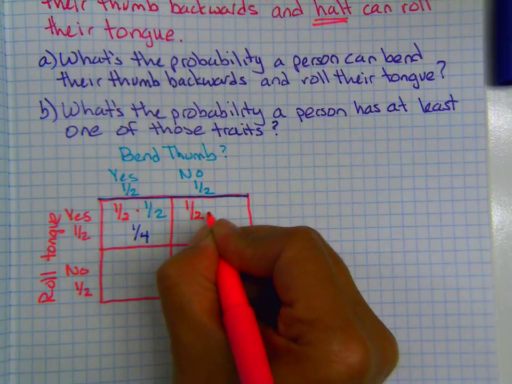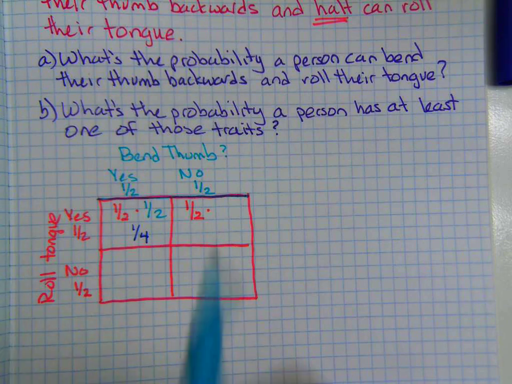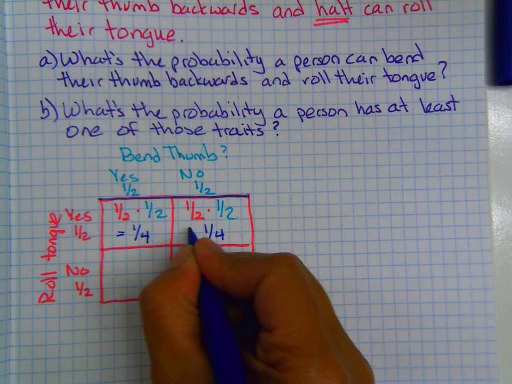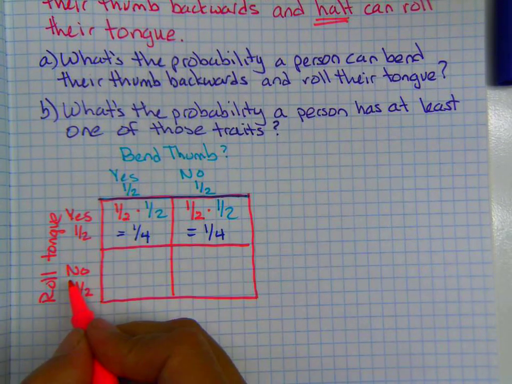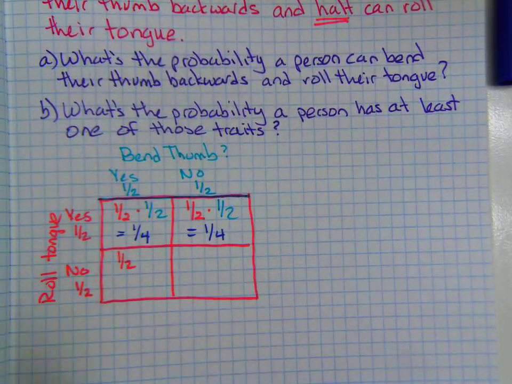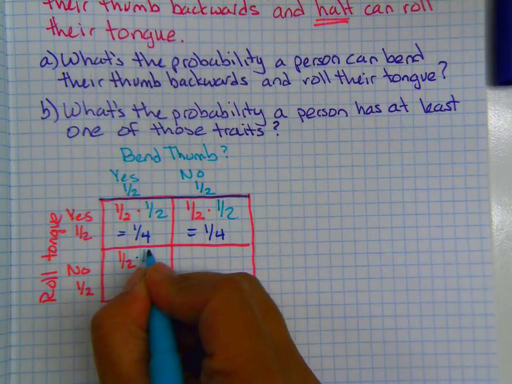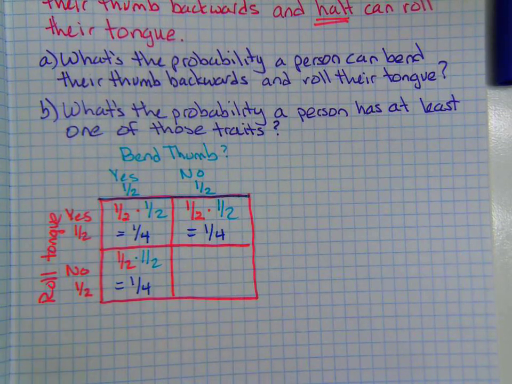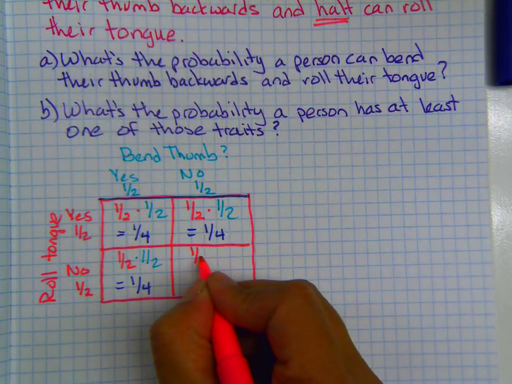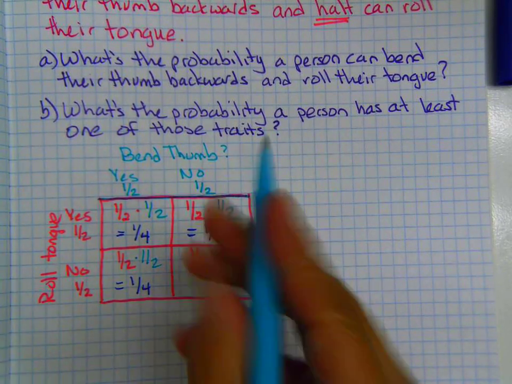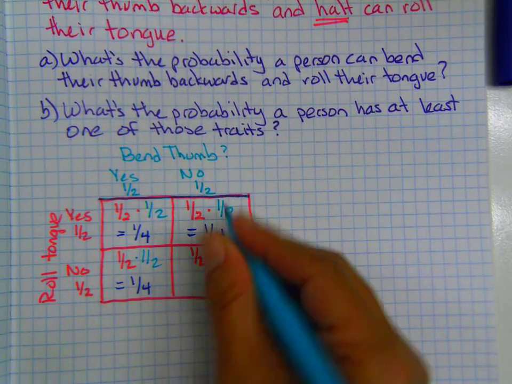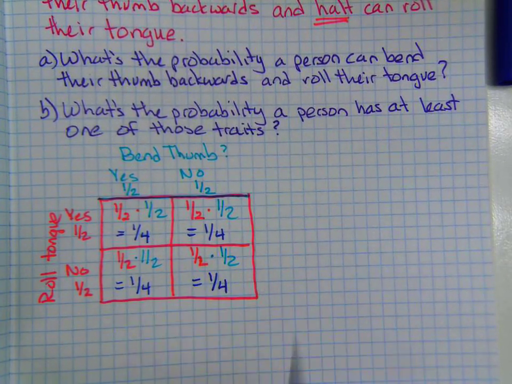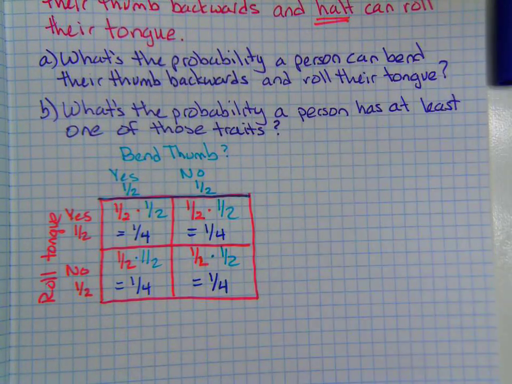So we've got 1/2 times 1/2 again, which is 1/4. Put an equal. Going over here, no, I can't roll my tongue. Yes, I can bend my thumb. 1/4 of the population can do that. No, I can't roll my tongue. And yes, I can bend my thumb. Oh, no, I can't bend my thumb. So that's also 1/4. So this area model is going to help me answer the question above.